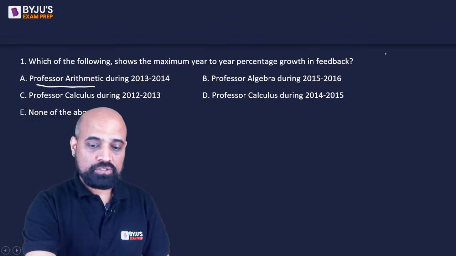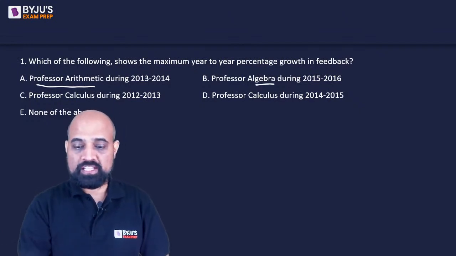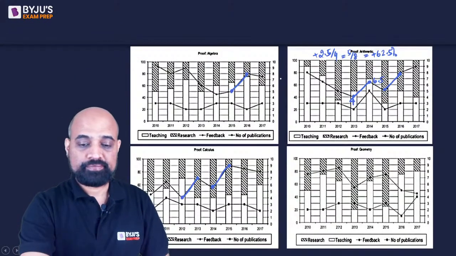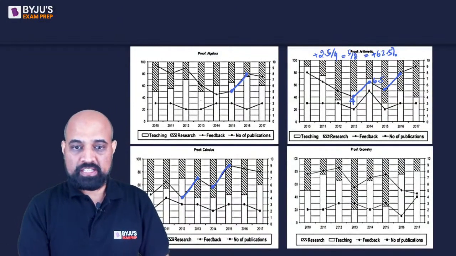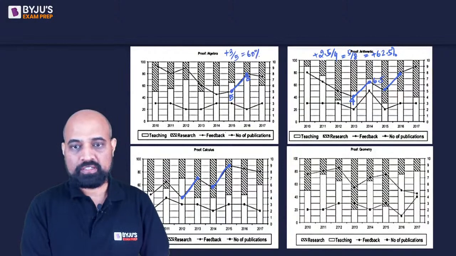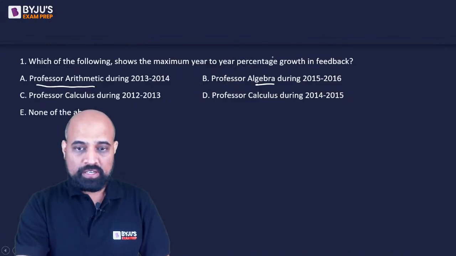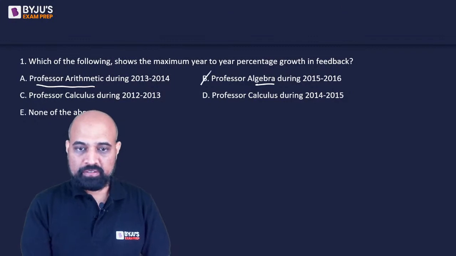Let's look at the next option, Professor Algebra during 2015-2016. This was a 5 and it moved to 10. So there is an increase of 3 over 5, which is 60%. So B can't be our answer.